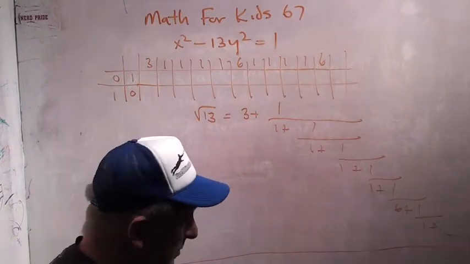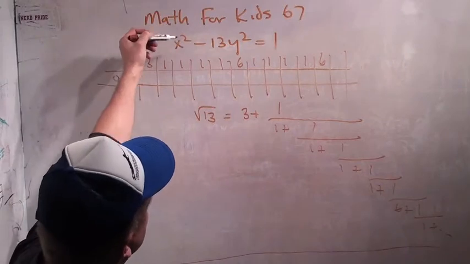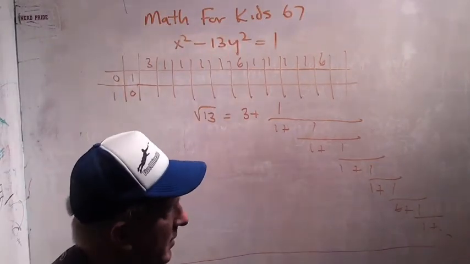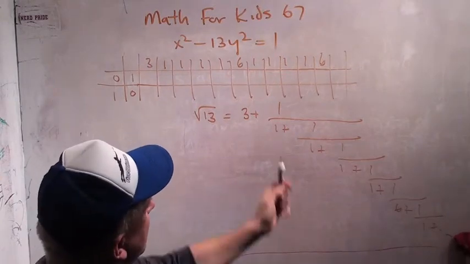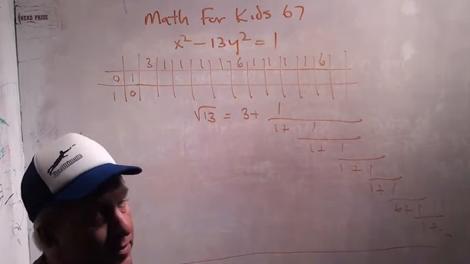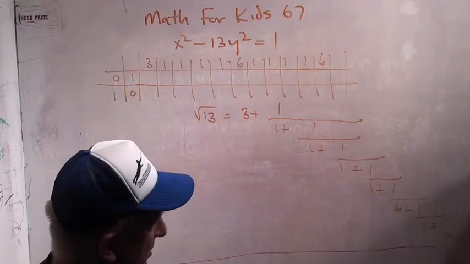Today's going to be our last video, at least for now, on continued fractions and Pell's equation. We're going to look at the equation x squared minus 13y squared equals 1. By the way, if you're just watching this video for the first time, we started on Math for Kids 63. This is sort of a week-long excursion into Pell's equation and continued fractions.